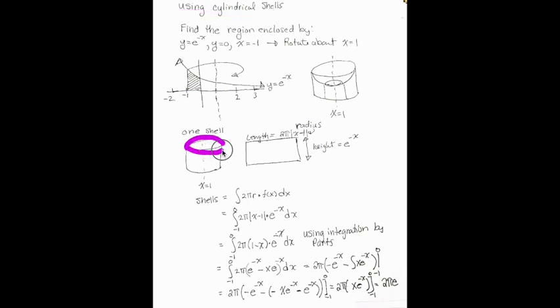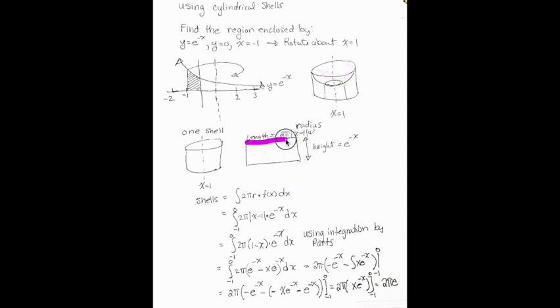So if you imagine you have one shell, here's our line that comes up in the middle, x equals 1. If I slice it and unroll it, we have a rectangle. The height of that rectangle is going to be e to the negative x, right? So when we rotate this around, the height is going to be e to the negative x. This here is empty space.